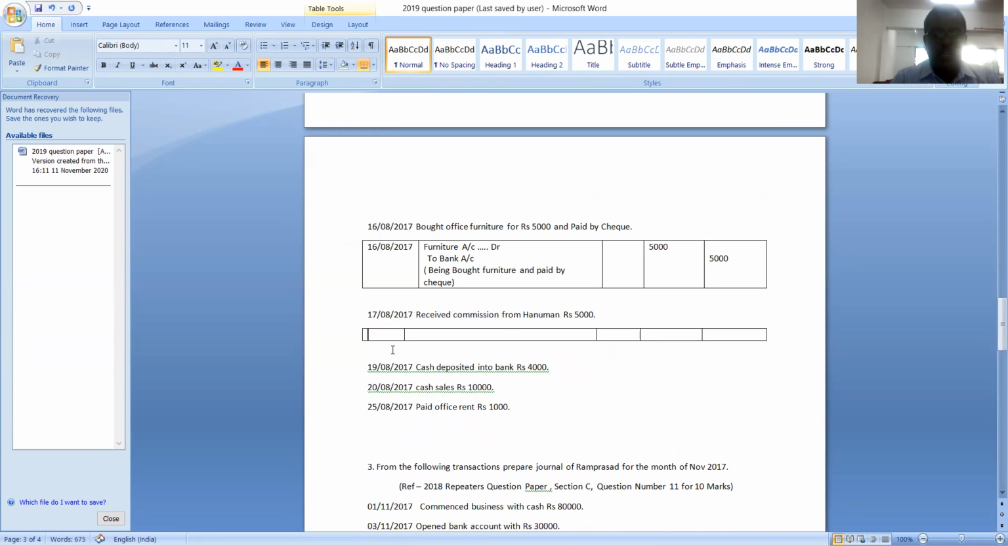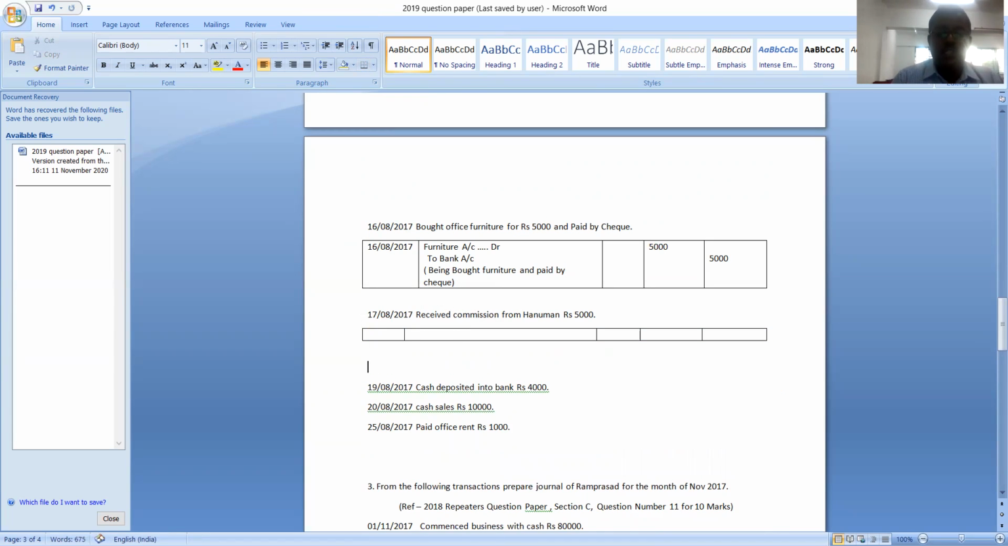Yeah, it is dated on 17th of August 2017. What is the transaction? Transaction is received commission from Hanuman rupees 500. See here, received paid at that time person will not be important. Suppose if it is cash paid to Hanuman, one is cash account and another one is Hanuman account.